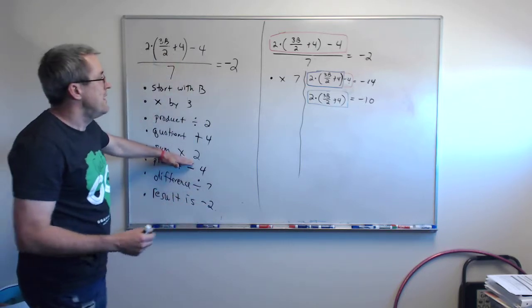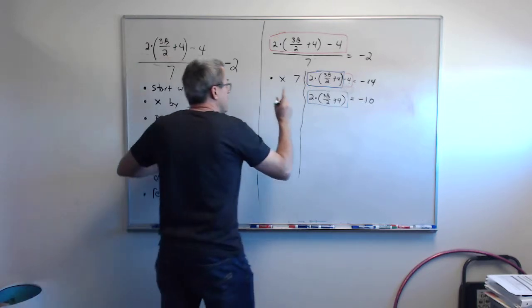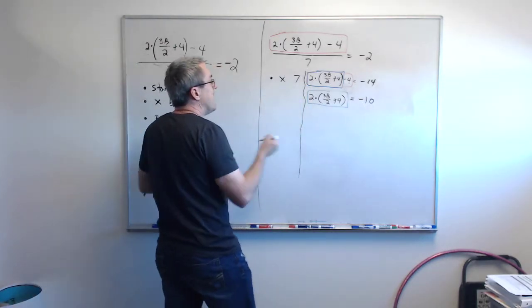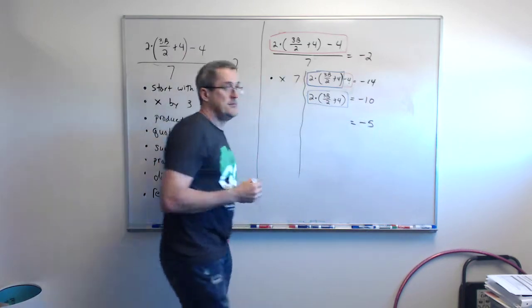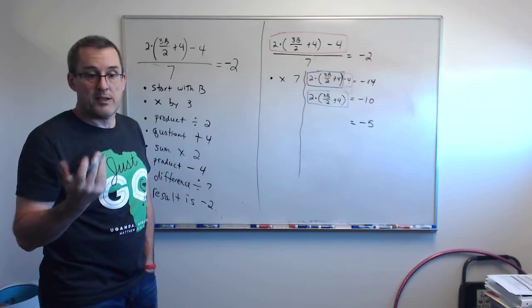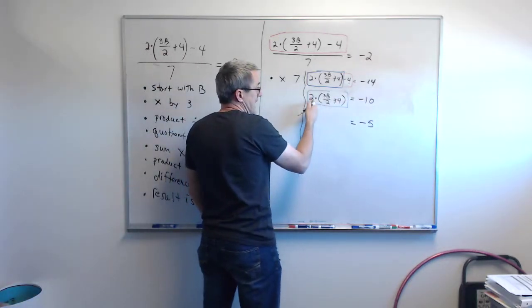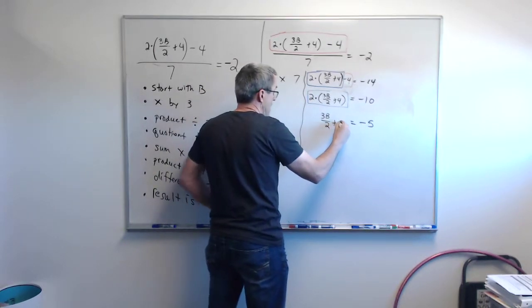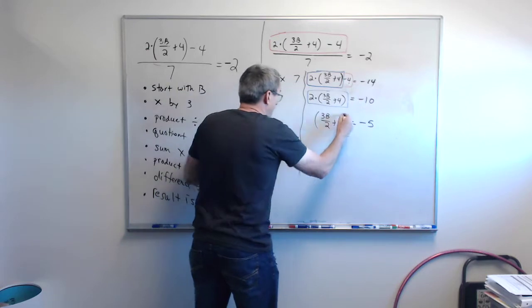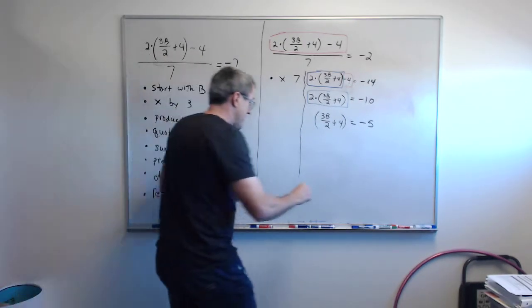Times 2. Now in the construction story, we multiplied by 2, therefore in the deconstruction story, we're going to divide by 2. If you divide by 2, you're going to get -5. -10 divided by 2, -5. If you divide by 2 over here, that's just the opposite of multiplying by 2, so 3b divided by 2 plus 4.